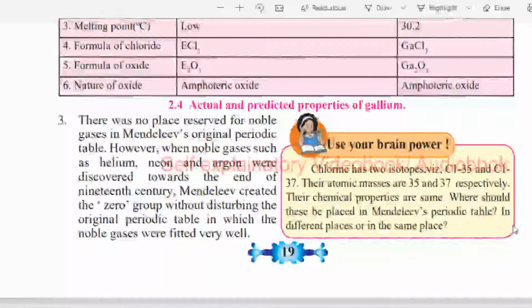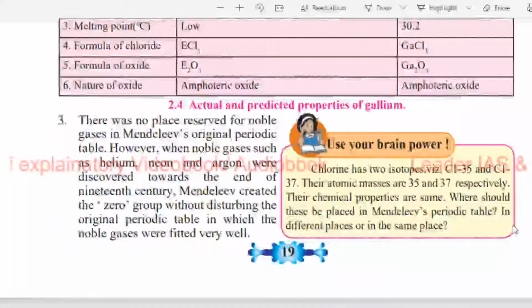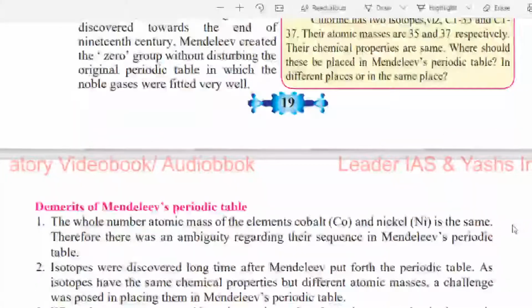In a box, use your brain power. Chlorine has two isotopes, Cl-35 and Cl-37. Their atomic masses are 35 and 37 respectively. Their chemical properties are the same. Where should these be placed in Mendeleev's periodic table? In different places or in the same place? Question.